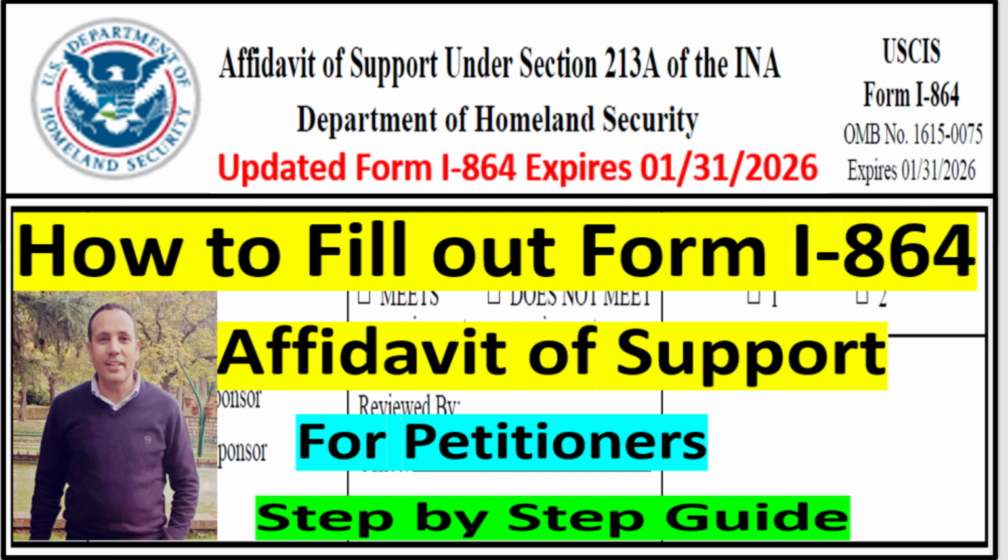In today's video, we are going to talk about how to file Form I-864, Affidavit of Support. USCIS updated this form just a couple days ago. This one, as you can see, will expire on January 31st, 2026. Do not file the old version that expired in 2023. It will be rejected. File the new version.